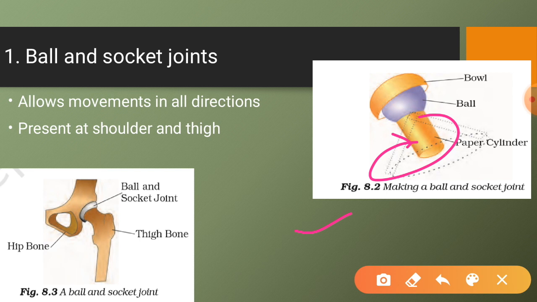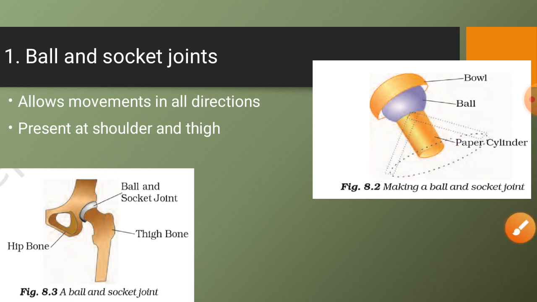They allow movement in all directions, and this joint is present at your shoulder and at your thigh. Have a look at the picture. This represents a ball and socket joint. Here you can see this is the thigh bone. It's connected to the pelvis through this ball and socket joint.